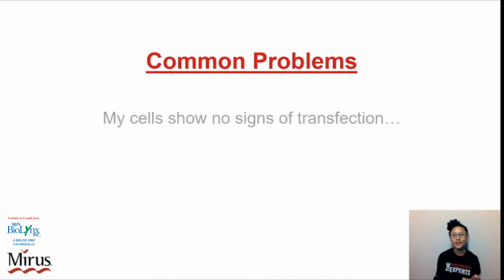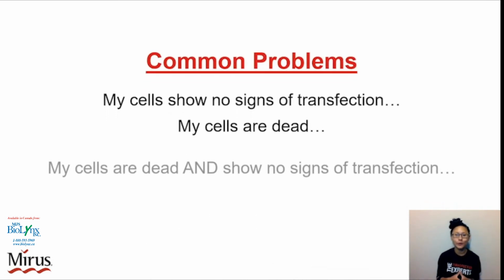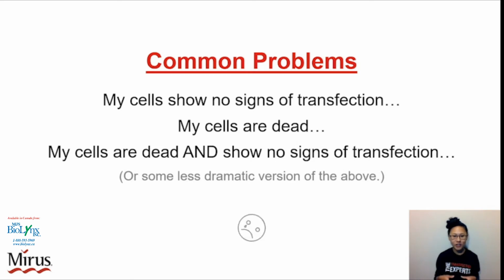But raise your hand if instead this has happened when you come into lab the next day. You look at your cells and they show no signs of transfection, or your cells are dead, or even worse, they are dead and show no signs of transfection. It's very sad. Or maybe you have some less dramatic version of the above. Okay, so in the next part of the talk, let's cover some transfection parameters and troubleshooting tips for how to get the best transfection efficiency with the least cytotoxicity possible.